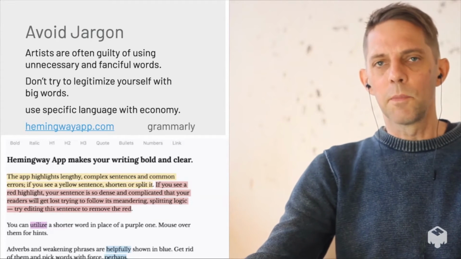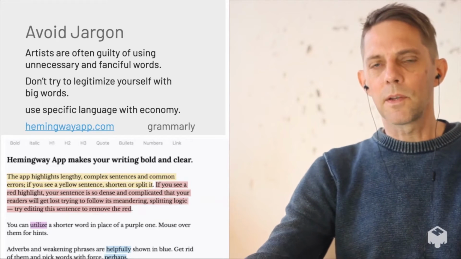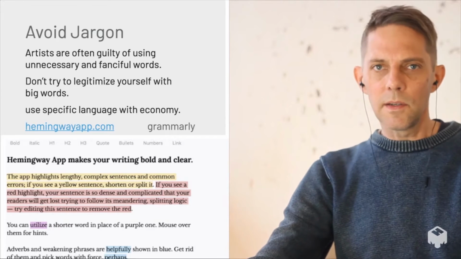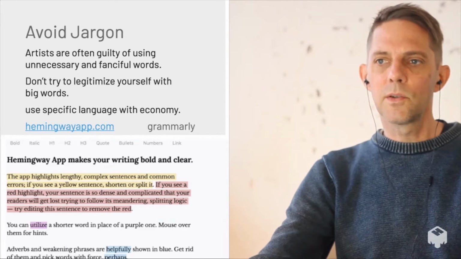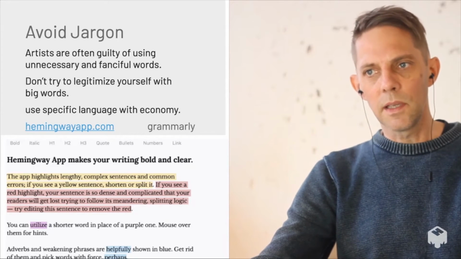And don't legitimize yourself by using long academic sentences. People don't have time to read this right now. This is not the place for that. Another good way is to look for spell checking programs like Grammarly or Hemingway.